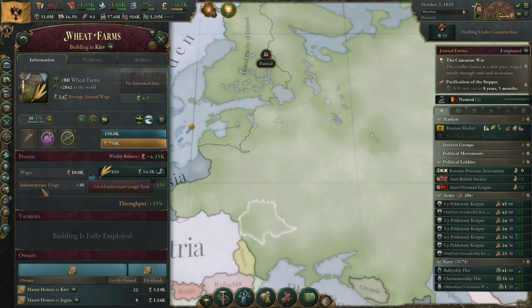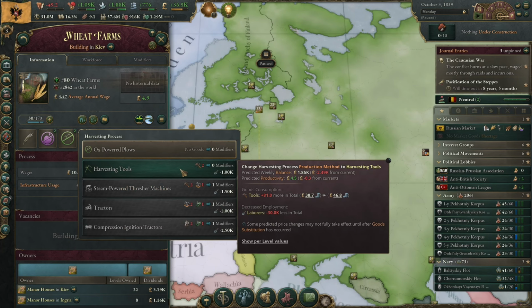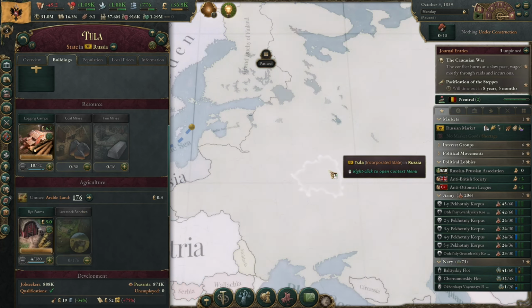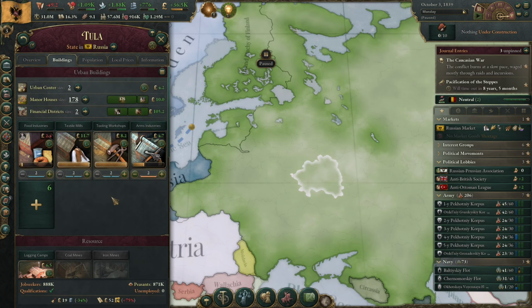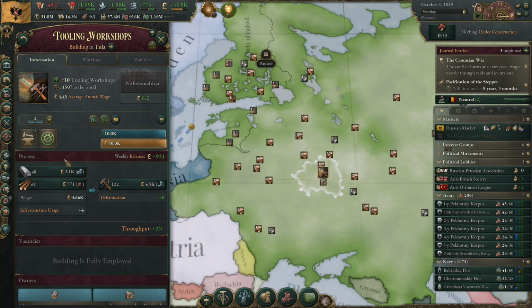Let's have a look at this wheat farm in Kiev. Activating harvesting tools would reduce the profits on the farm by 2,500 pounds, which is bad for the farm, right? But that money is not lost or destroyed, it's spent on tools. Meaning it is just transferred to the tooling workshops, which we can easily verify.